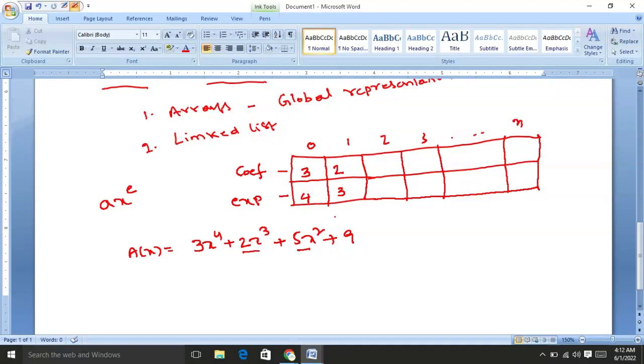And for the third term the coefficient value 5 is here and exponent 2 is here, and 9 is here. There is no exponent. No exponent means x to the power of 0. The 0 is here. In this way, I am going to store the polynomial using arrays.